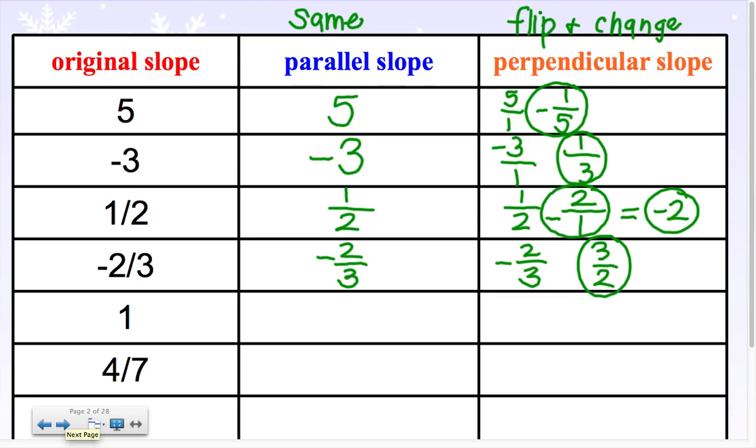If my slope is 1, a line parallel to it would have a slope of 1. A line perpendicular to it, well, 1 over 1 is how I'd write it as a fraction. If I flip it, it's still 1 over 1. My original is positive, so I have to change the sign to negative. So negative 1 over 1 would be negative 1.